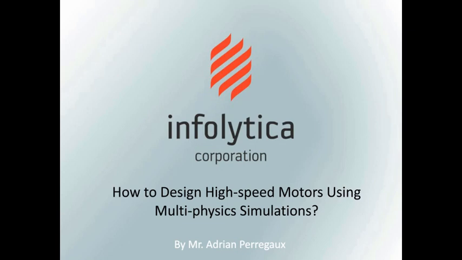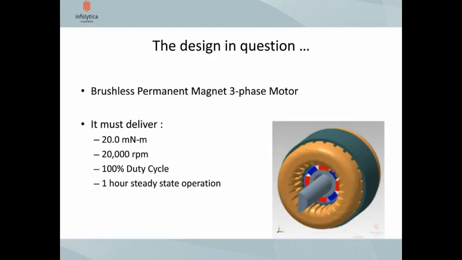Good afternoon, ladies and gentlemen. Our webinar this afternoon is going to be discussing how to design high-speed motors using multi-physics simulation. We have a particular design in question. It's a brushless permanent magnet 3-phase motor. This motor must deliver 20 millinewton meters at 20,000 RPM. It must do this at a 100% duty cycle for at least 1 hour steady state operation.